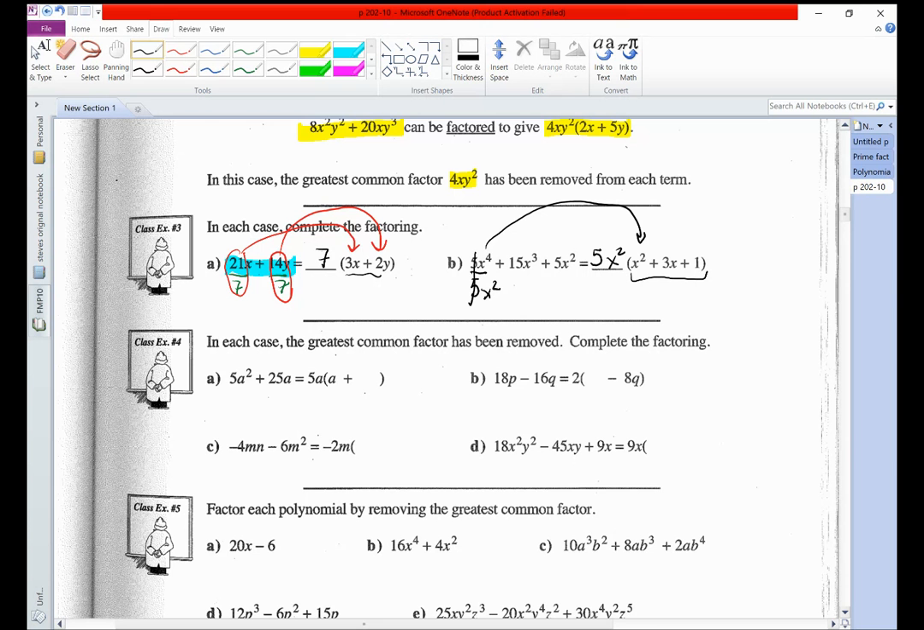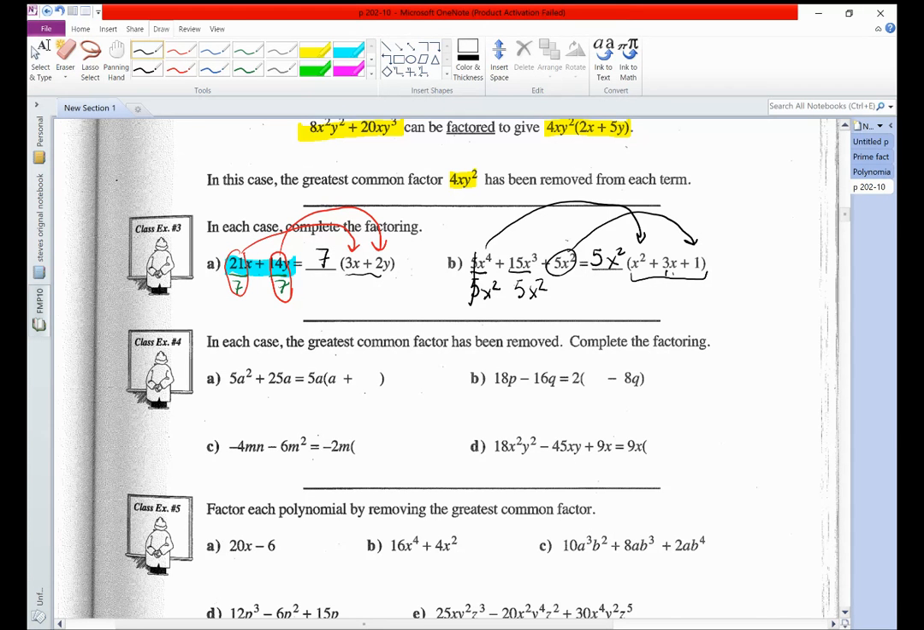The second term, 15x cubed divided by 5x squared is, well, 15 divided by 5 is 3, and x cubed divided by x squared is x. And then if we factor a 5x squared out of a 5x squared, what we're left with is just 1.